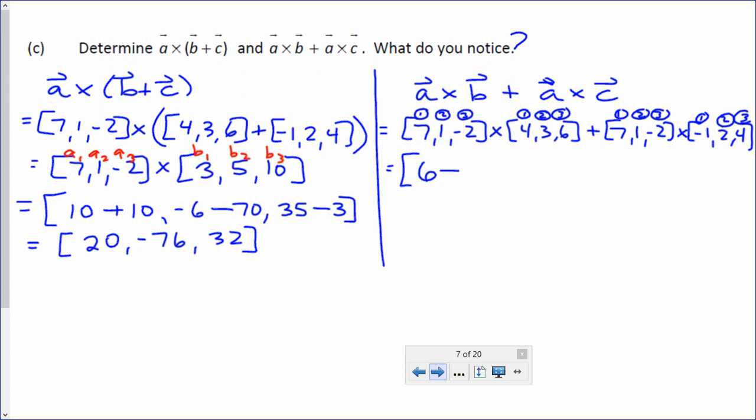I write my minus sign. A3, B2. Negative 2 times 3 plus 6. Okay. A3, B1. Negative 2 times 4, negative 8, minus A1, B3. 7 times 6, 42. A1, B2, 7 times 3, 21, minus A2, B1, 1 times 4 is 4.